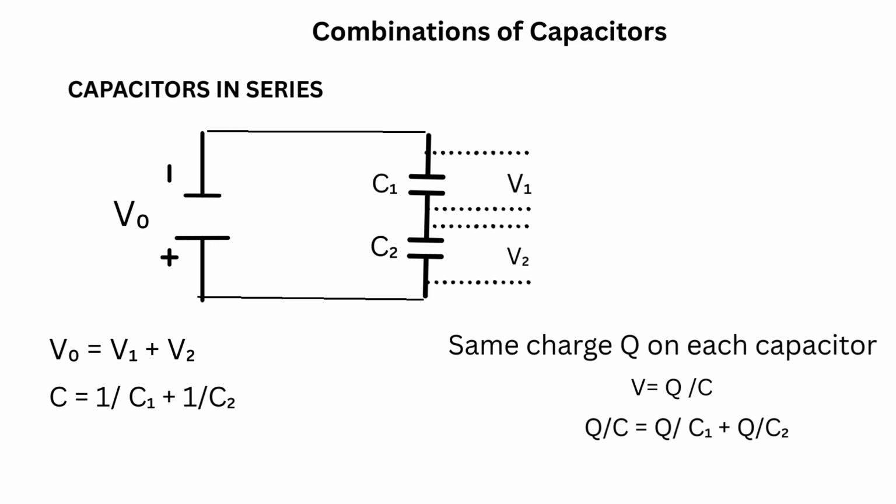Combination of capacitors. Series combination. Two capacitors C1 and C2 are connected in series as shown. The potential difference is divided between the capacitors. So the total voltage V0 equals V1 plus V2. The equivalent capacitance for series connection is given by 1 by C equals 1 by C1 plus 1 by C2. Also, the charge Q is the same on each capacitor. So we can write Q by C equals Q by C1 plus Q by C2.